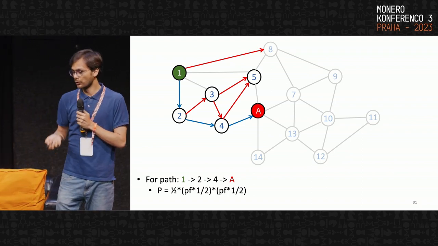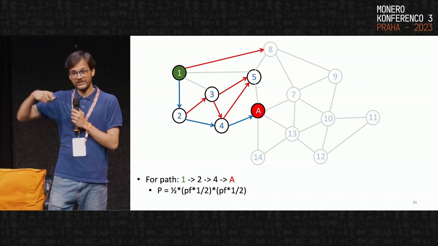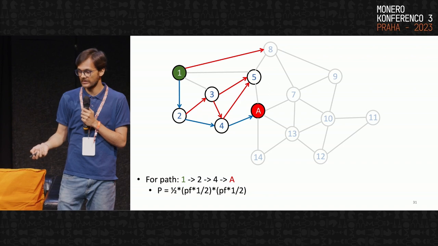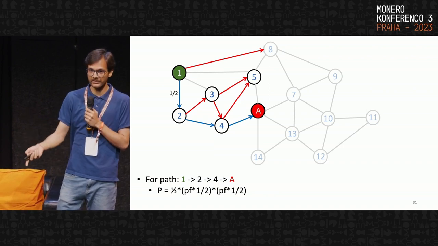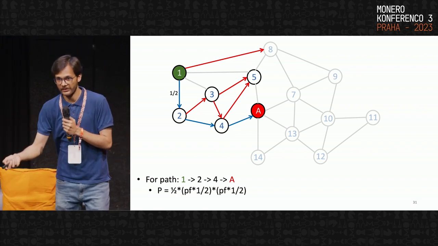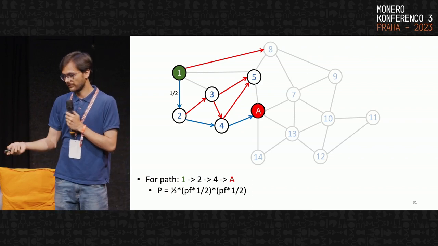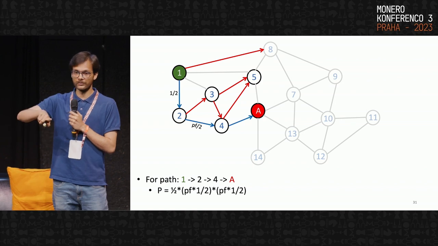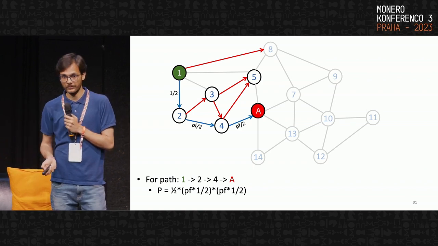In this case, node 1 will always forward it to its next hop, but it has two next hops, so it will select equally likely. That means there is a 50% chance of selecting the next hop. So it will be 1/2 probability that it will reach node 2. After that, it will decide based on the forwarding probability: should I forward it or should I diffuse it? If it decides to forward, then we have probability PF, and that will again be divided by 2 because it did not forward to 3 but to 4. And similarly, from 4 to A, it will be PF/2.